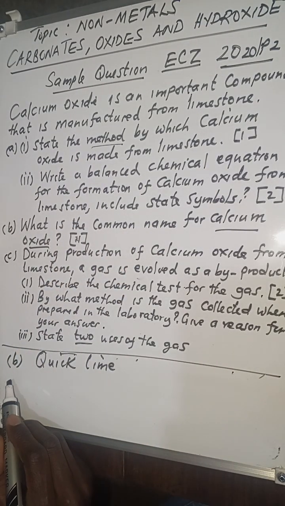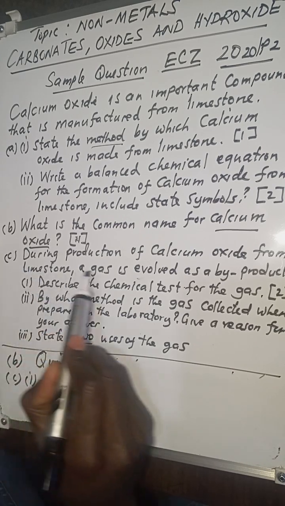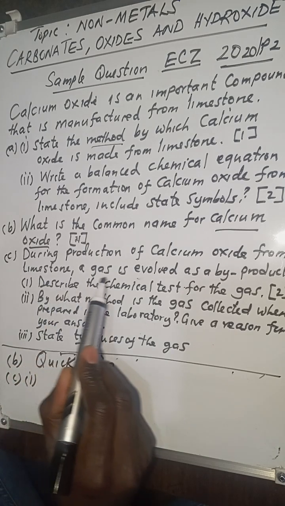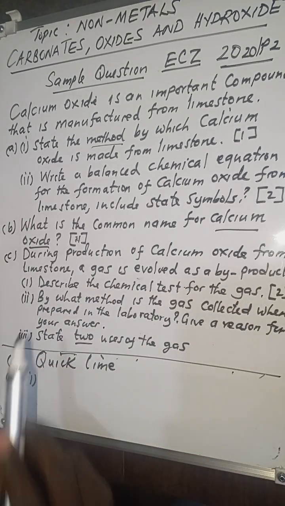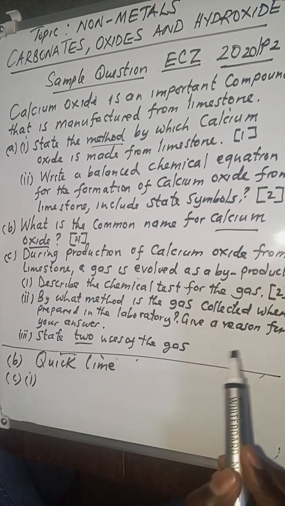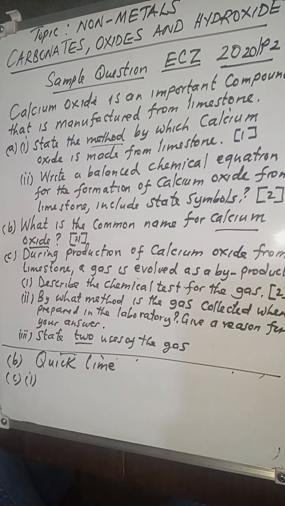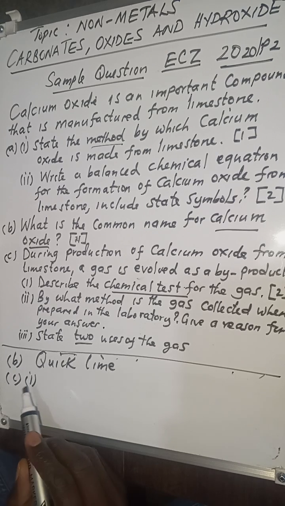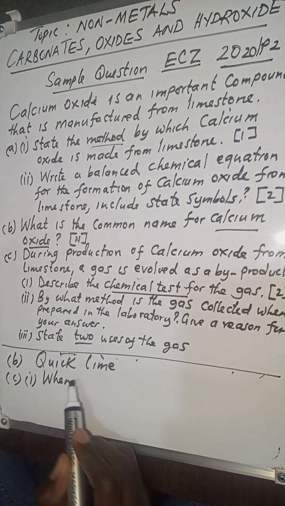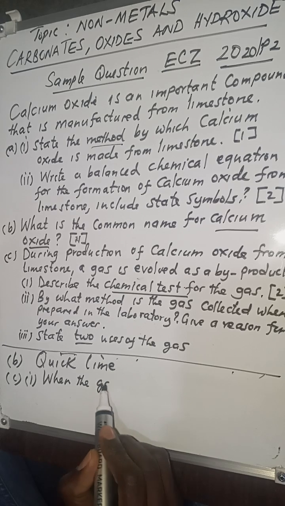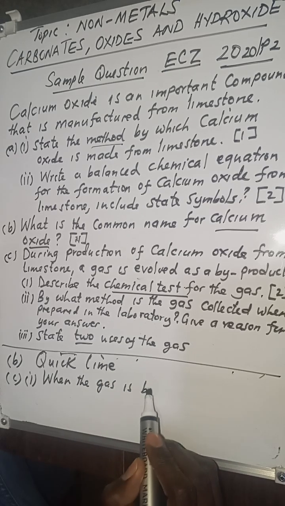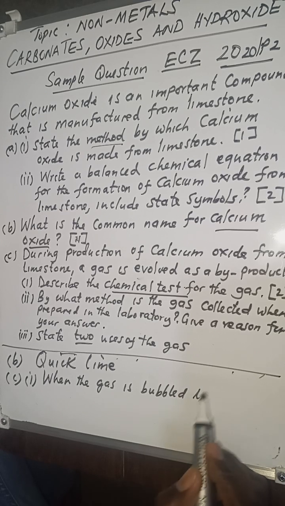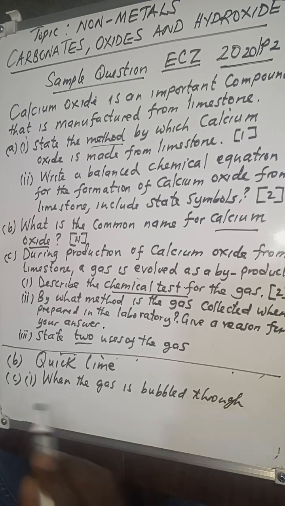Then for the C part, the question there says C1, during production of calcium oxide from limestone, a gas is evolved as a byproduct. So describe the chemical test for the gas. So remember from the previous equation that we had, the gas that was evolved or produced was carbon dioxide. So they want us to describe the chemical test for the gas. So what we can say is that the chemical test is when the gas is bubbled through lime water.